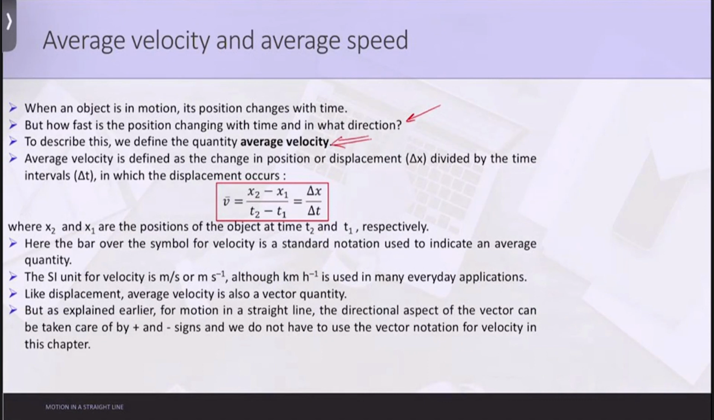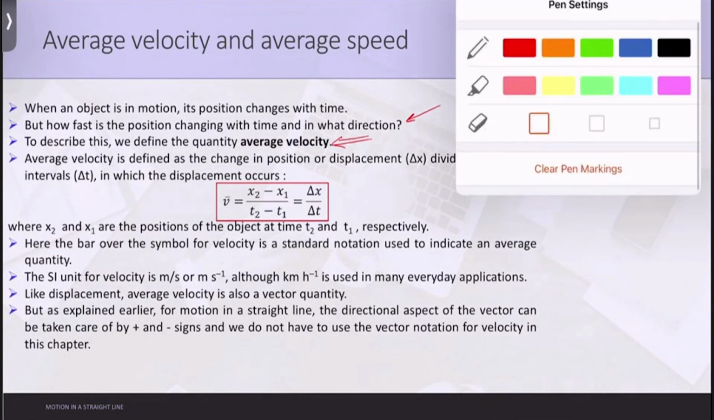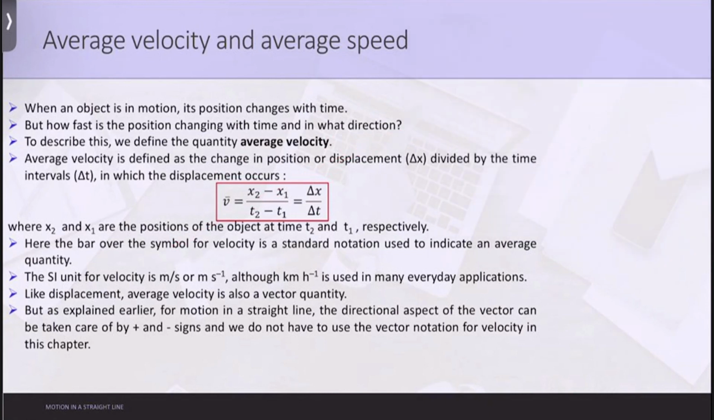Let's not be hesitant about what velocity is. Please try to understand these concepts first, and then after this we'll understand average speed, and then we can find out what the difference between both of them is. Average velocity is defined as the change in position or displacement delta x divided by the time interval delta t in which the displacement occurs. So average velocity is a function of the displacement and not the total path. This is a very important concept to be understood.